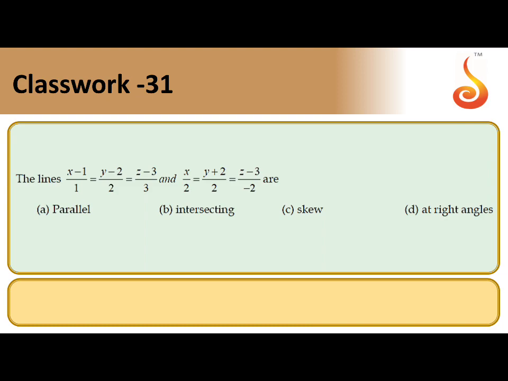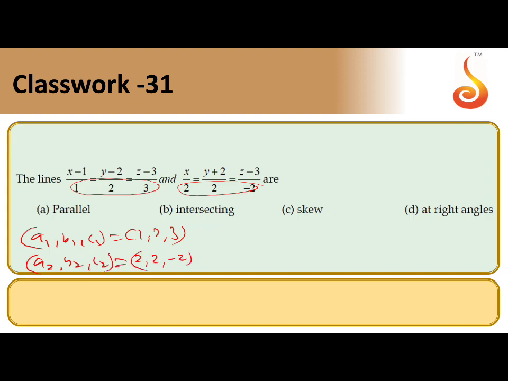Next, the lines, they're asking whether parallel, intersecting or at right angles. So here, you can take a1, b1, c1, a2, b2, c2. The DRs of the first line, a1, b1, c1, are 1, 2, 3. a2, b2, c2 are 2, 2, minus 2. So first check the parallel condition. Parallel means a1 by a2 equal to b1 by b2 equal to c1 by c2. Is it matching or not? 1 by 2 equal to 2 by 2 equal to 3 by minus 2. So not matching. So the parallel condition is over.